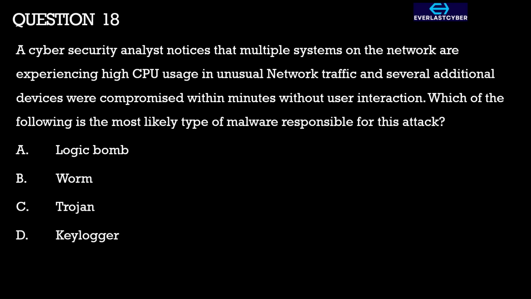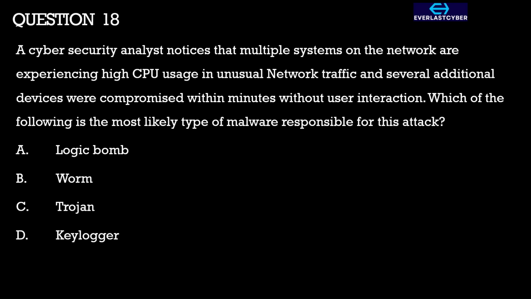A logic bomb is a malware that is triggered by a specific condition or event. However, it doesn't spread by itself across the network. A worm is a type of malware that self-replicates and spreads rapidly across networks without requiring user interaction. The symptoms, as described in the scenario, match a worm infection. So one, there is high CPU usage, and this is usually due to propagation and payload execution. There is unusual network traffic because the worms are spreading over the network by themselves. And then multiple devices are compromised quickly and automatically.